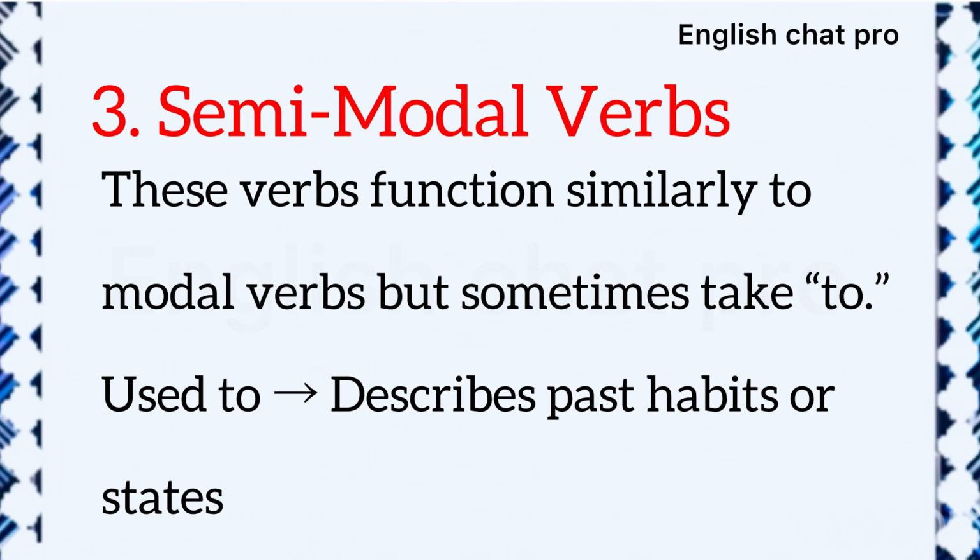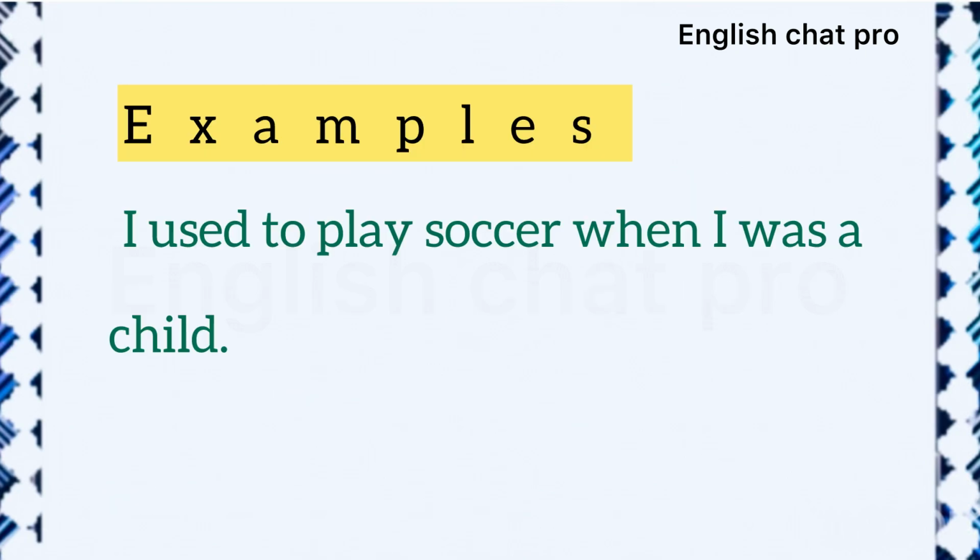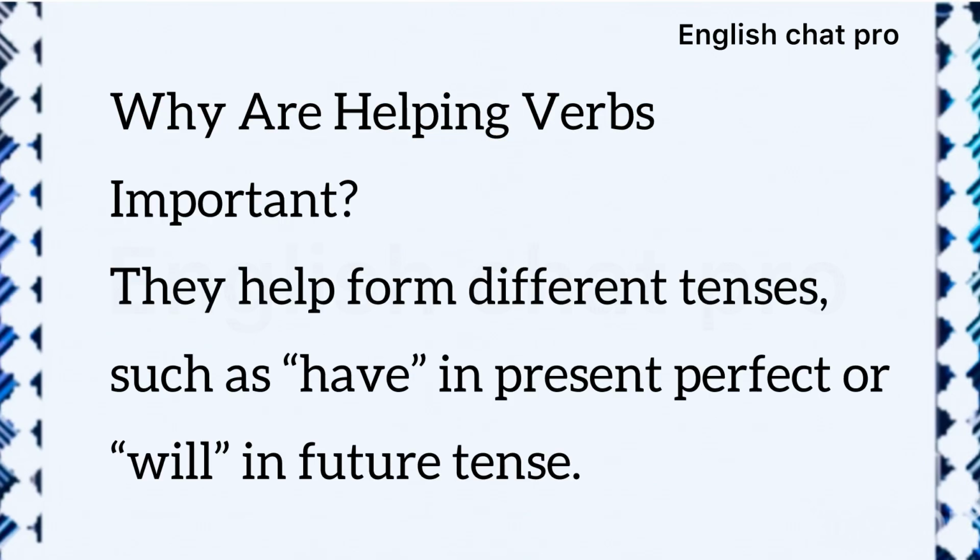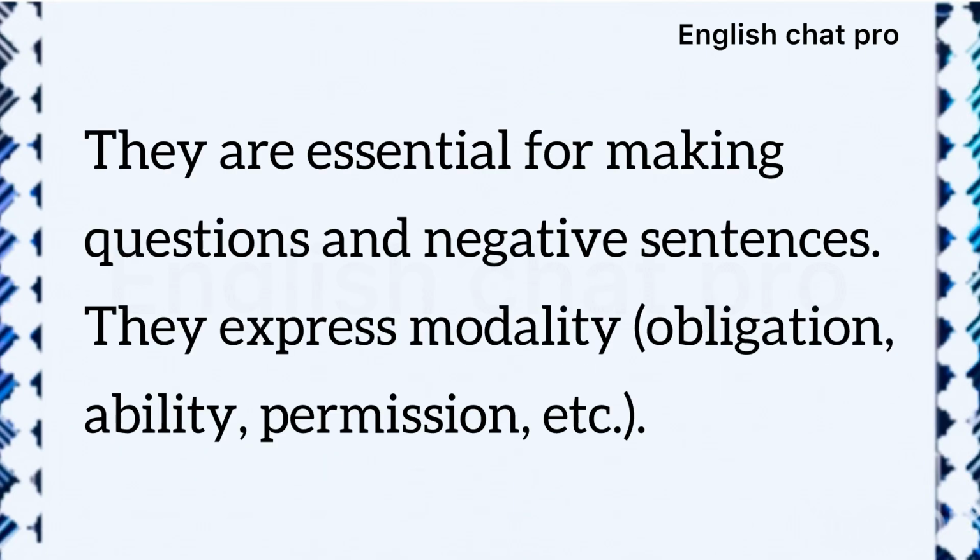3. Semi-modal verbs. These verbs function similarly to modal verbs, but sometimes take "to." Used to describes past habits or states. I used to play soccer when I was a child. Why are helping verbs important? They help form different tenses, such as have in present perfect or will in future tense. They are essential for making questions and negative sentences. They express modality, obligation, ability, permission, etc.